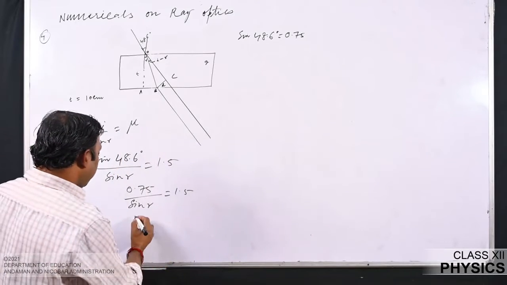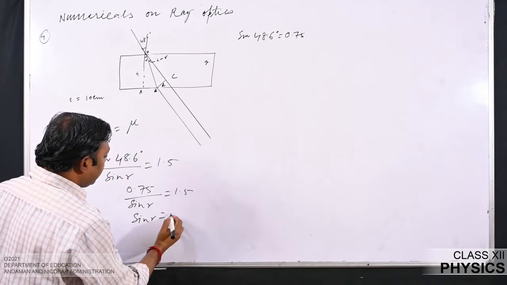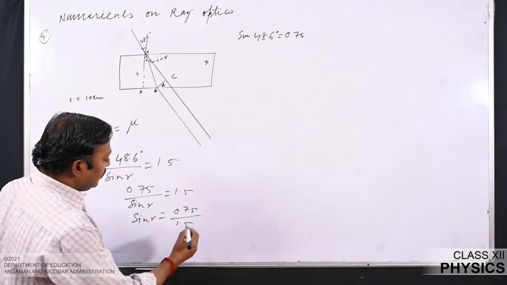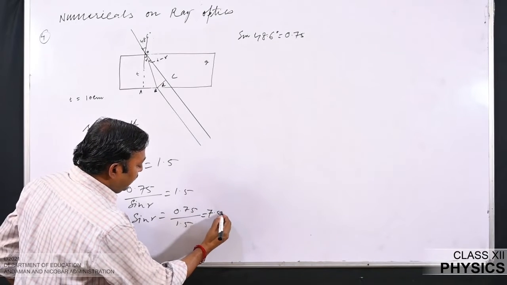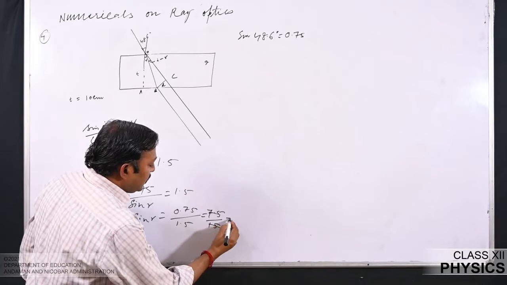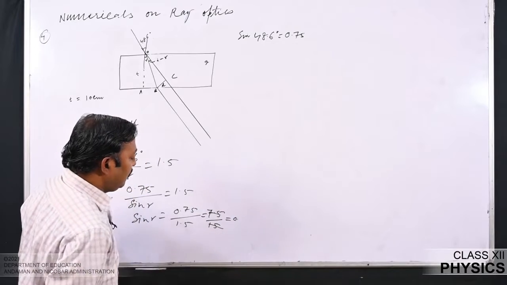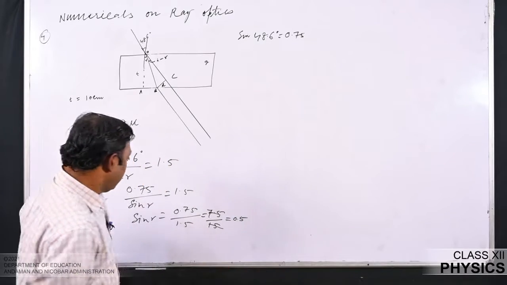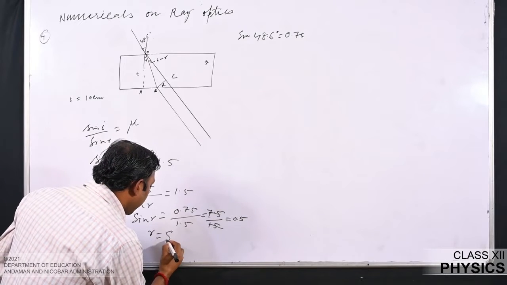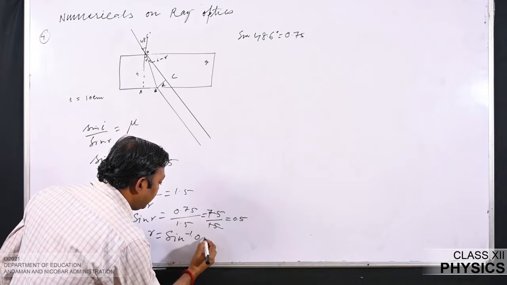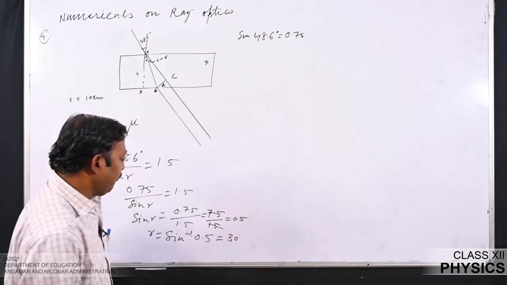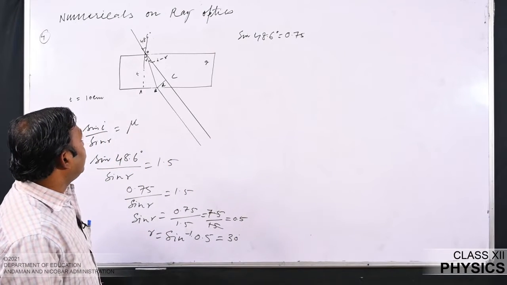So further this can be written as sin R is equal to 0.75 divided by 1.5. This can be written like this: 7.5 divided by 15. Cancellation of this gives 0.5. So we got sin R is equal to 0.5, or R is equal to sin inverse of 0.5, which is equal to 30 degree. So we got R is equal to 30 degree.